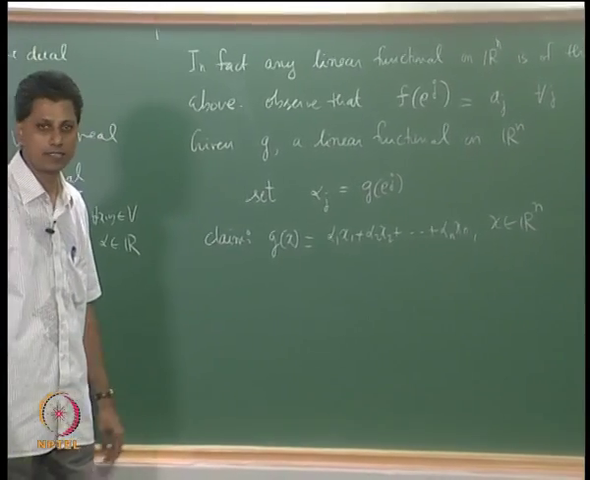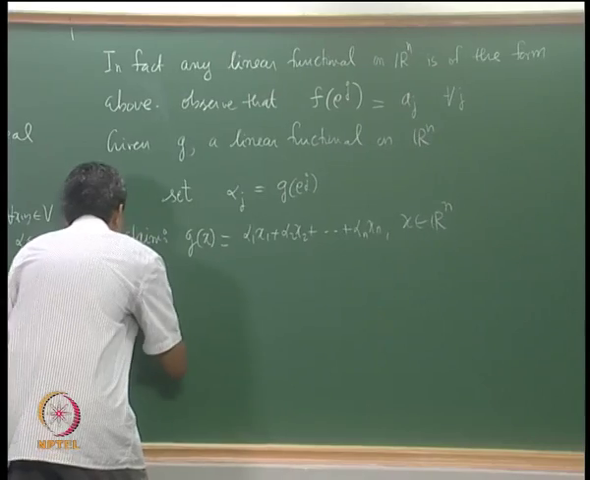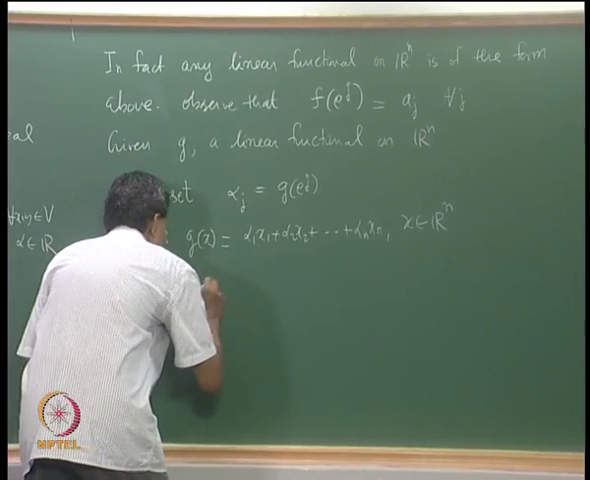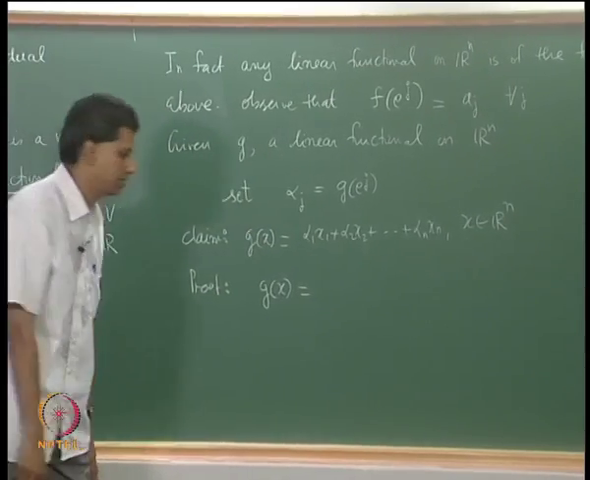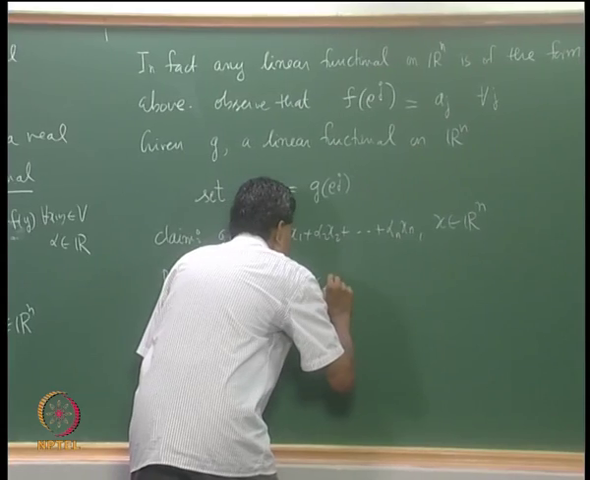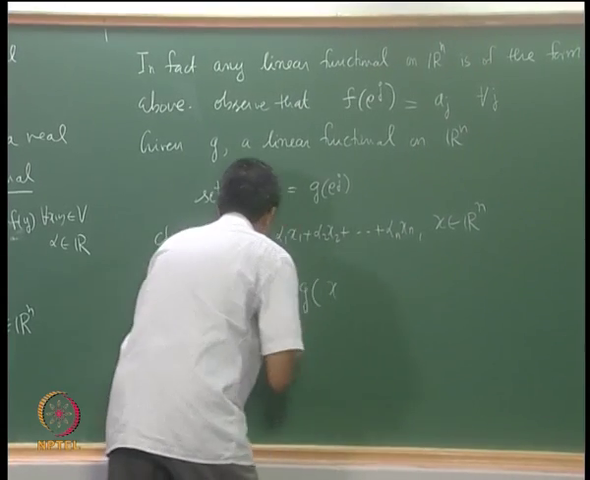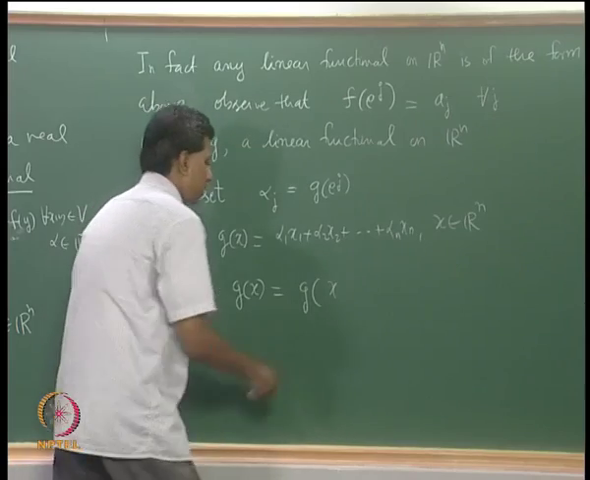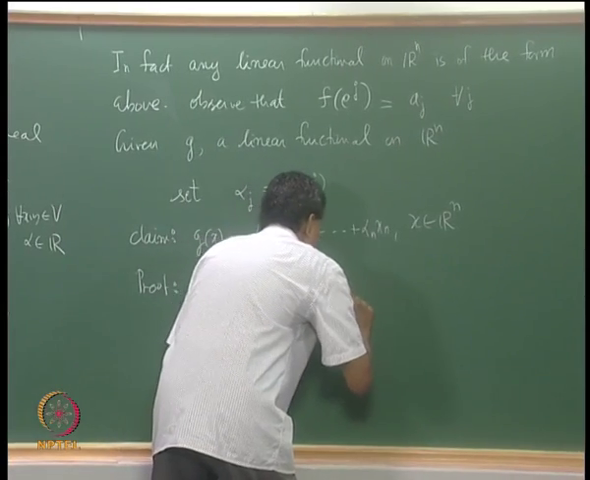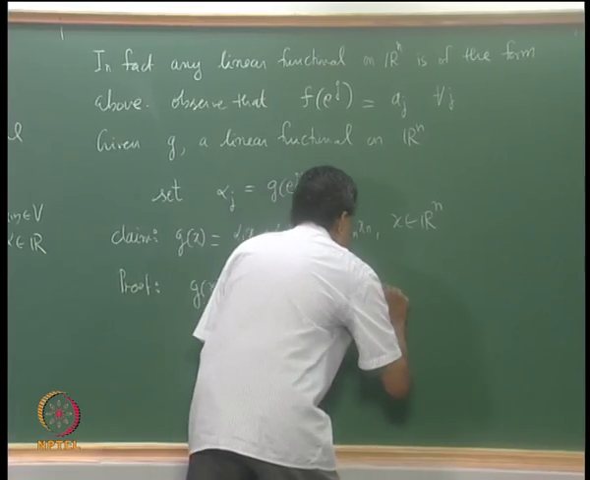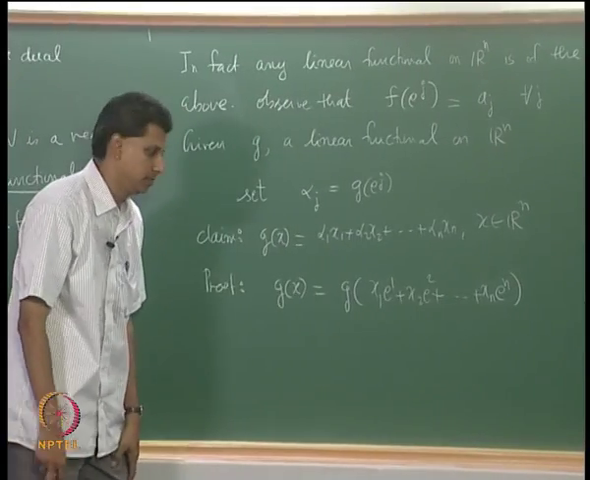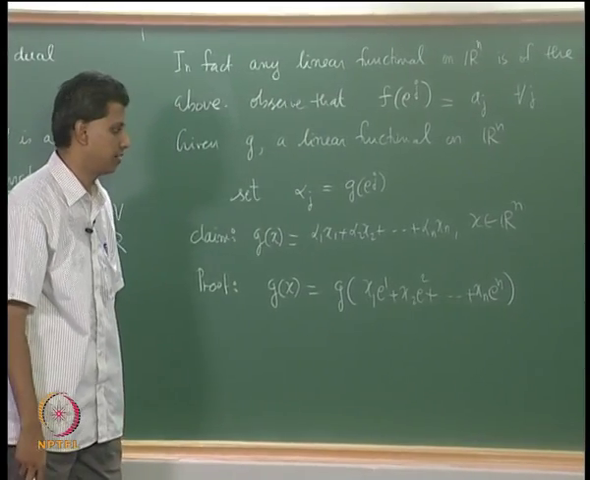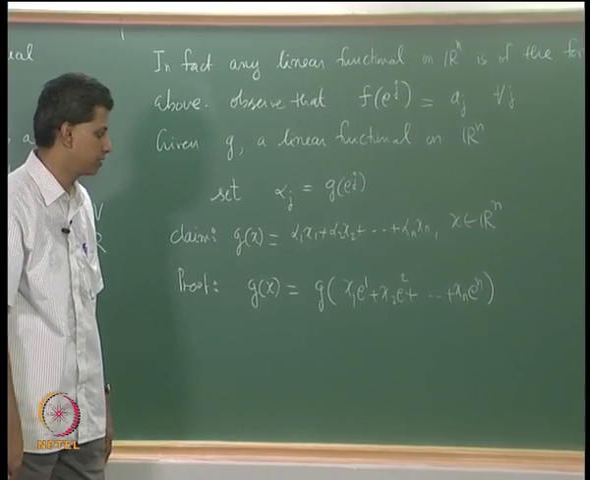Okay, that is easy to see. Let us do that quickly. Proof of this: g of x, where x is in R^n. I will use the standard basis. Let us say x can be written as x1 e1 plus x2 e2 plus etcetera plus xn en. This is a unique representation of any vector x in R^n in terms of the standard basis vectors e1, e2, etcetera, en.